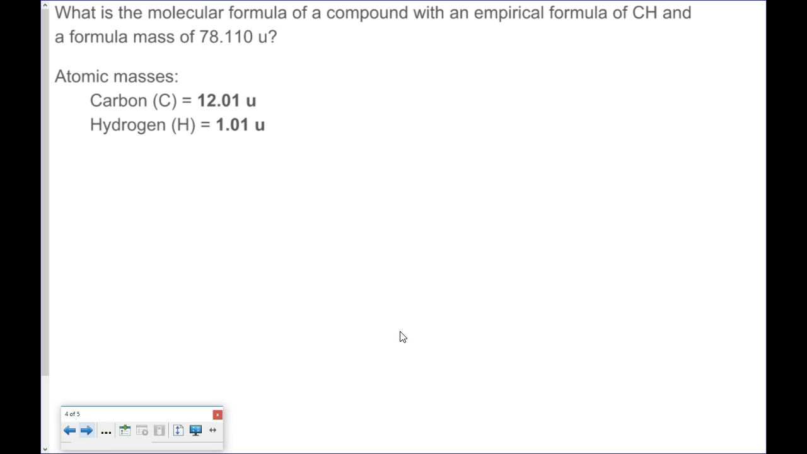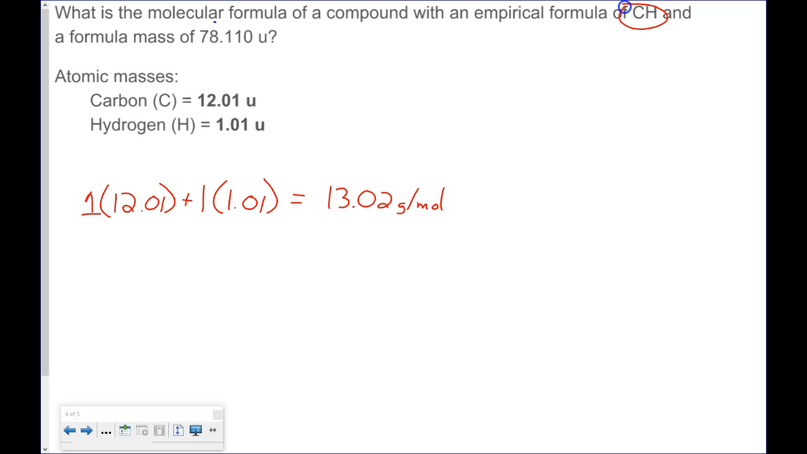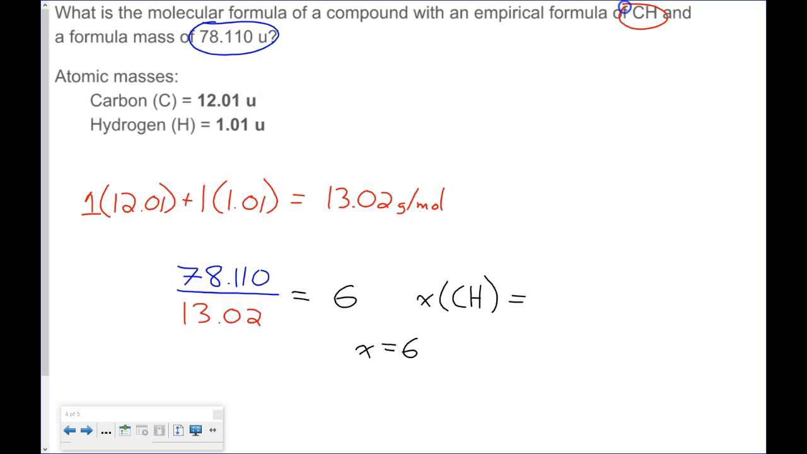Now I'm going to be looking for the molecular formula when I have the empirical formula and the formula mass, just like we did in the last one. So CH, that's going to be 1 times 12.01 plus 1 times 1.0, which is 13.02. Now I'm going to figure out the difference between them. So the total formula mass is 78.110 atomic mass units divided by the empirical formula mass gives me 6. So the whole number multiplier is 6. That works out to be C6H6.